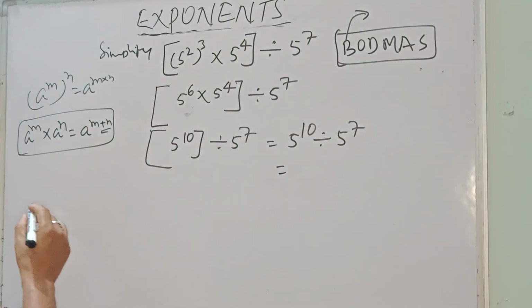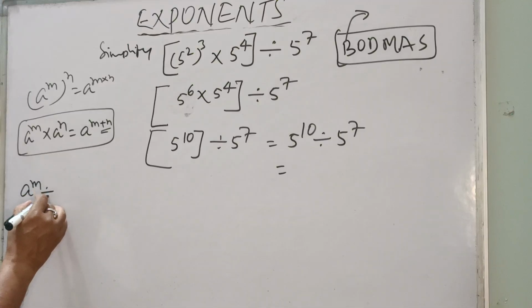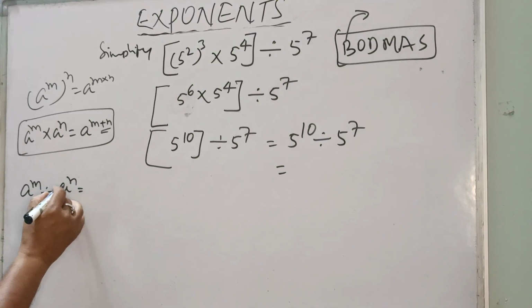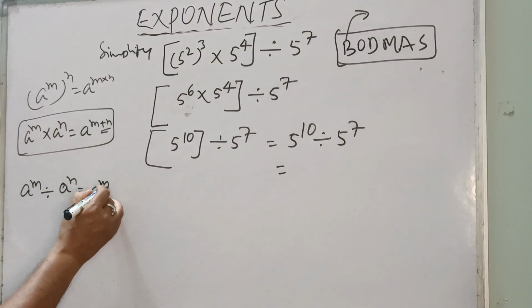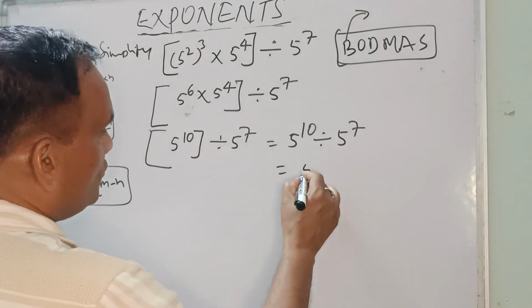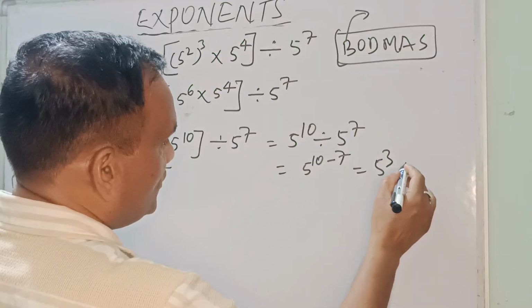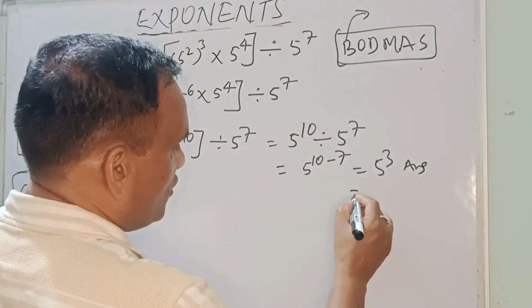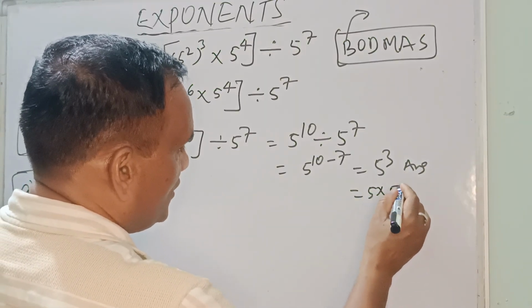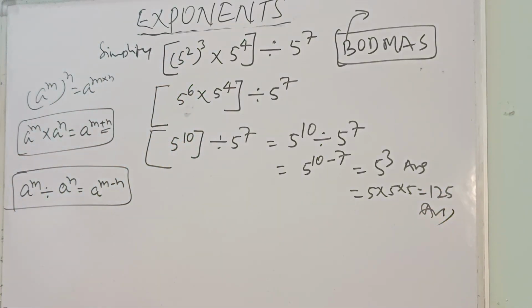Now another BODMAS rule, can we remember this? A to the power m divided by a to the power n. The rule says a to the power m minus n. In this example, I think 2, 3 laws are followed here, right? So again we'll take this m minus n. So 5 to the power 10 minus 7, so 5 to the power 3. This is the answer in exponential form. If we multiply 5 into 5 into 5, the answer is 125. This is the right answer.